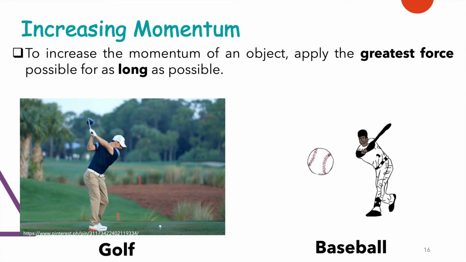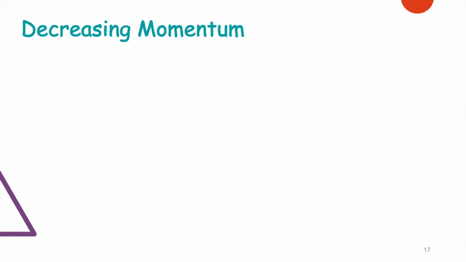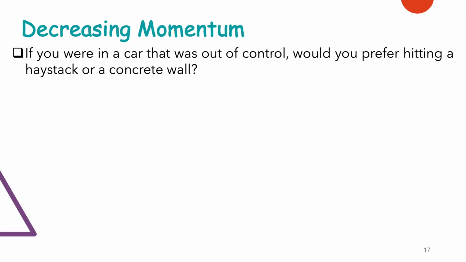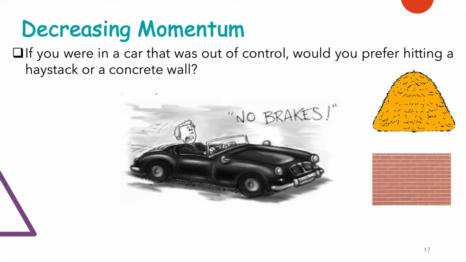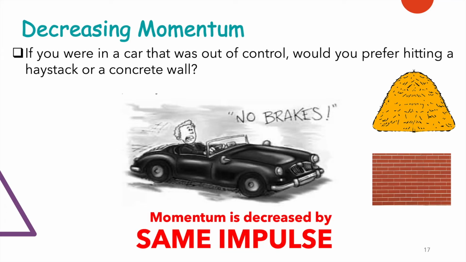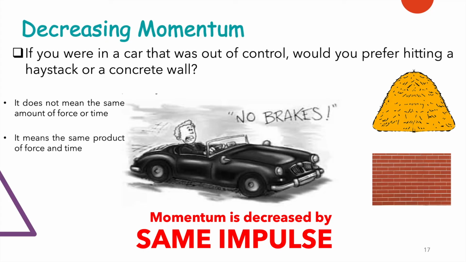On the other hand, in decreasing the momentum, just think about riding in an out of control car. Would you prefer hitting a haystack or a concrete wall? Hitting either of the two, the momentum is decreased by the same impulse. What do I mean? It does not mean the same amount of force or the same amount of time, but it means the same product of force and time.